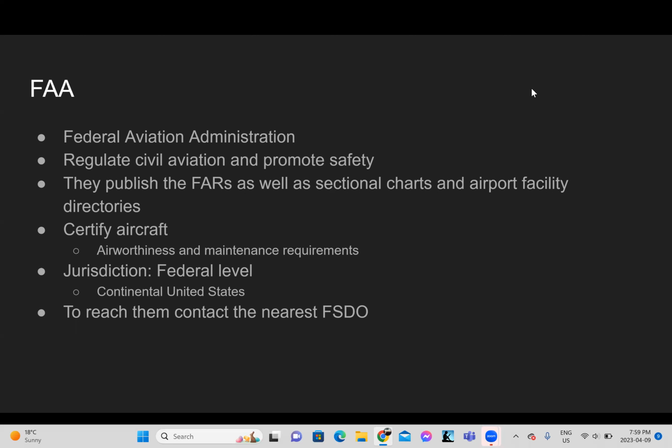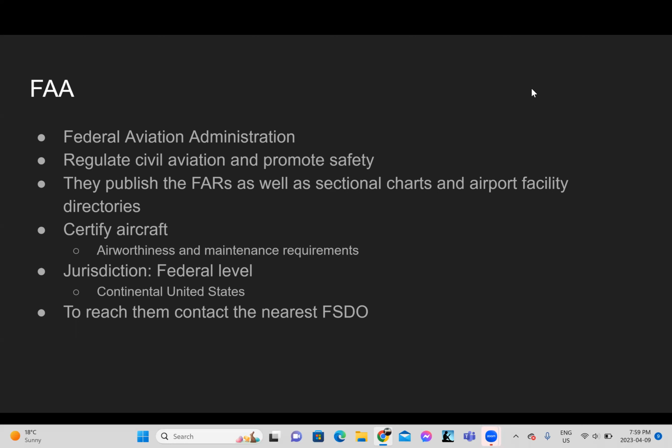So the sectional chart, we just use it for navigation, which is self-explanatory. Then we have the airport facility directory, or AFD, which is the green book that you'll use as a private pilot. Inside that book, you'll find all information pertaining to the operation at a certain airport in the region, such as noise abatement as well as curfews, if there are any.